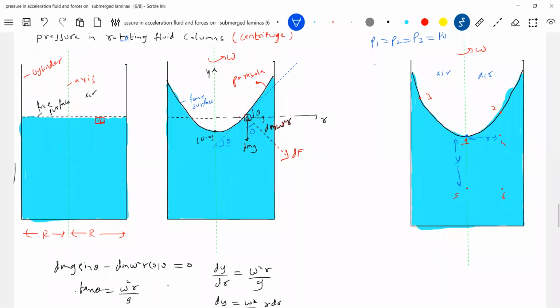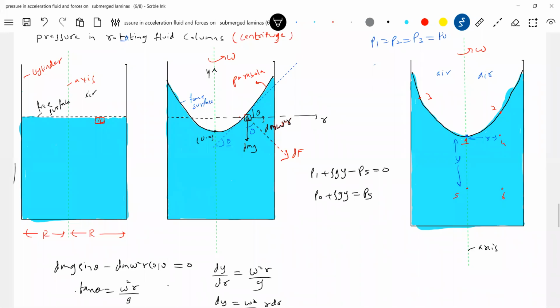So let's come to the easier things first. Along the axis, this is the axis: P1 plus rho gy minus P5 equals 0, or P naught plus rho gy. So the pressure along the y-axis varies with the depth only.